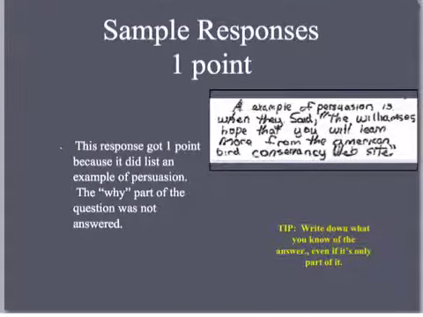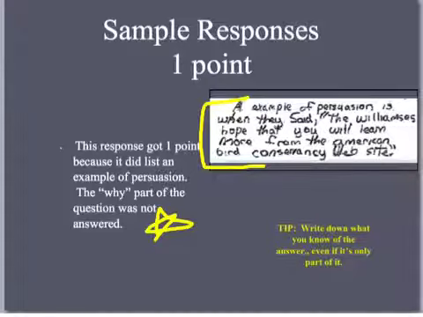This is an example of a 1-point response to the same question we've been using in this presentation. Now, it may be a bit hard to read. It's copied from an actual answer. Now, this response got 1 point because it did list an example of persuasion. However, the why part of the question was not answered. So if you find yourself in this situation where you only know part of the answer, go ahead and include the part you know. It's a way to earn maybe not full credit, but at least partial credit for the answer.